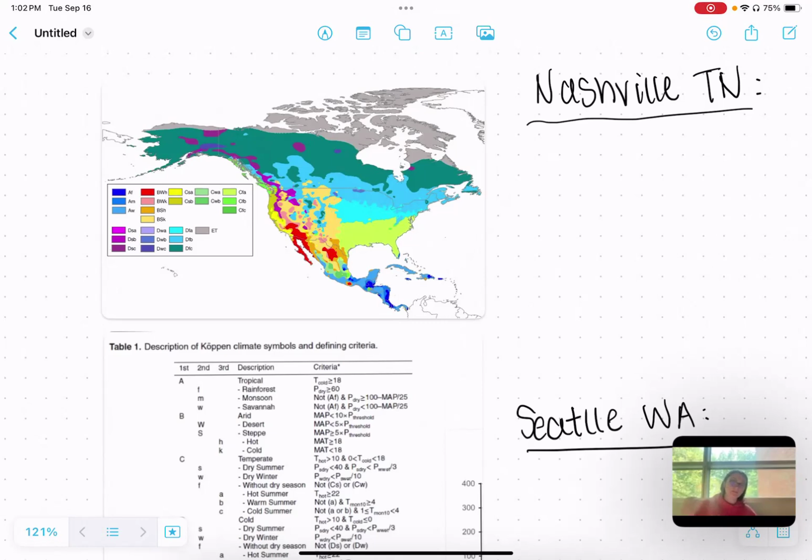Okay, so I've chosen Nashville, Tennessee and Seattle, Washington. So two very different places if you're familiar with the climatology of the United States, different edges of the country. So let's start with Nashville, Tennessee. So if you're not familiar, maybe where Tennessee is.